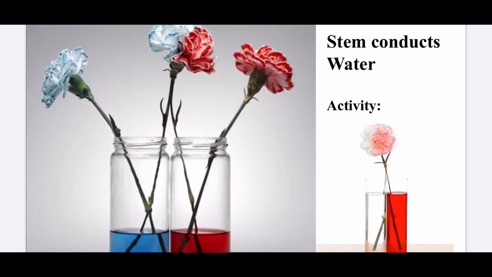After a few hours, we will find that the color of the white flowers has changed. The first flower, which was in blue solution, has turned blue. The second flower, which was in red solution, turned red. The third flower, which was dipped into both red and blue solution, has turned blue and red. Now the question is, how did the flowers change their colors? The stem of the flowers has xylem tissue, which conducts water to different parts of the plant.